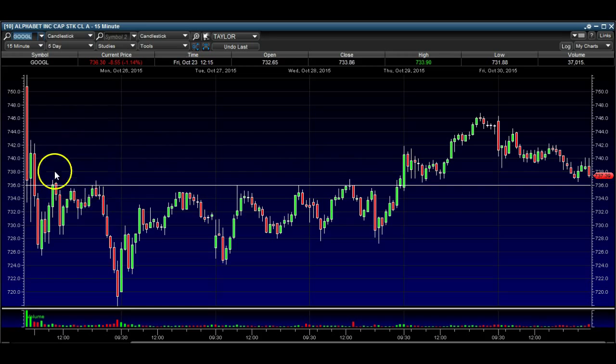I just want to review again. Look at how many touches we're getting right here. So many touches. And a great signal to get long is a close over this resistance line. Just like we had right there, and then we closed over it.